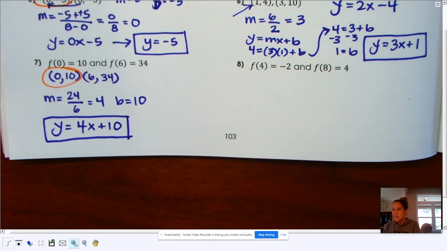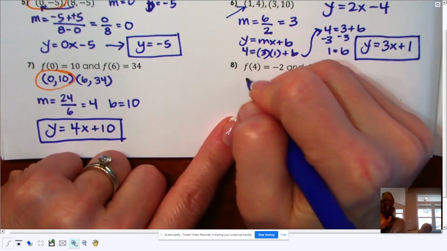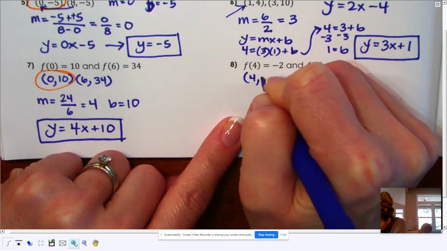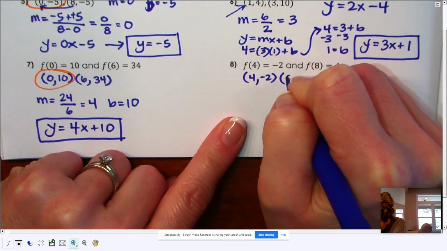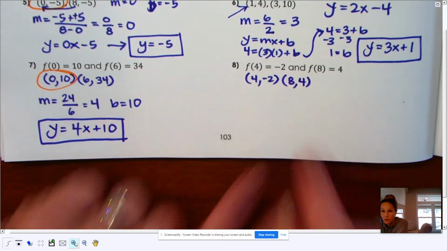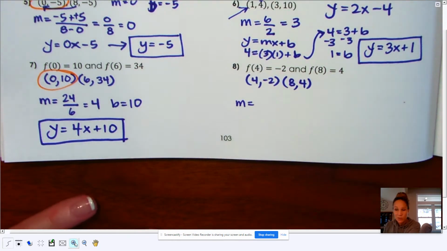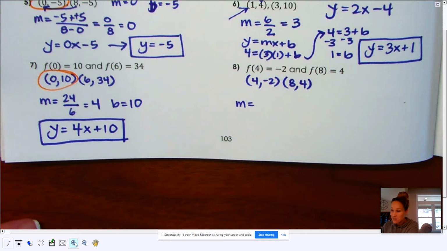Question number 8 is going to be just like question number 6 up above. We can write this as an ordered pair. My input was 4, my output was -2. My input was 8, my output was 4, or you could say x value, y value. So now we're going to start by finding the slope every single time, every single one of these problems, we start by finding the slope.